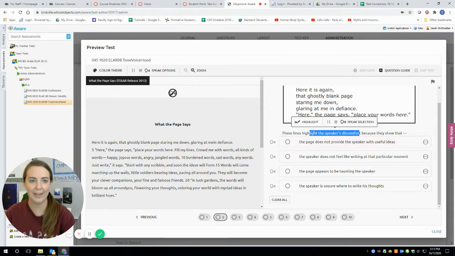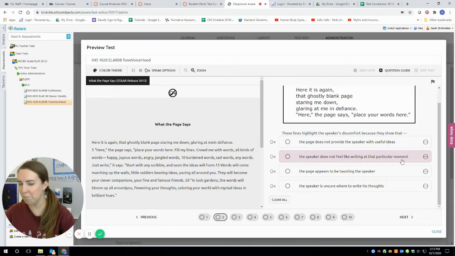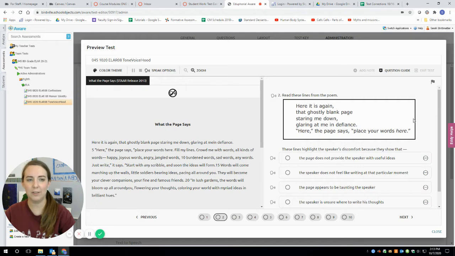Okay, so we want to know, this is highlighting the speaker's discomfort. Obviously, the speaker wants to write words, but there's nothing coming out. The question is why. So are these words showing that the page doesn't provide the speaker with useful ideas? That the speaker doesn't feel like writing? Well, did the speaker actually say they don't feel like writing? No, but it still could be the right answer. The page appears to be taunting the speaker, or the speaker is unsure of where to write his thoughts. So we need to look at this specific part.